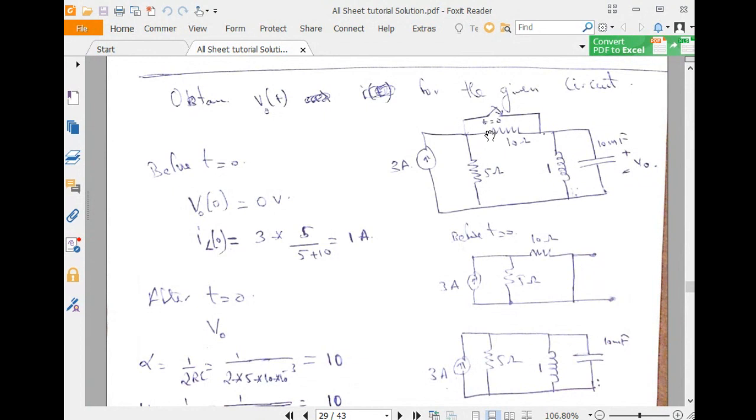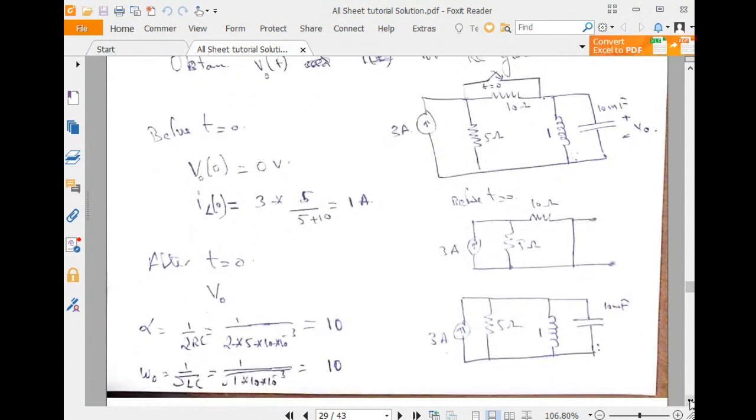This is the opposite resistance, this is the same resistance. So opposite resistance by total resistance, 5 by 5 plus 10. This is the total current. And t is less than 0, this resistance is present. That's why we got IL of 0.